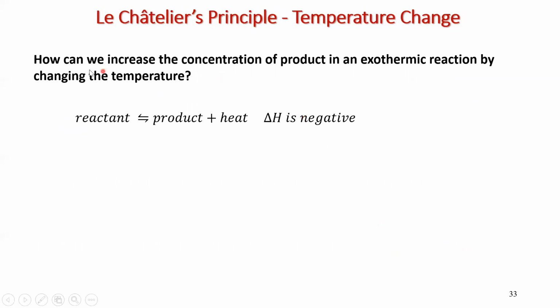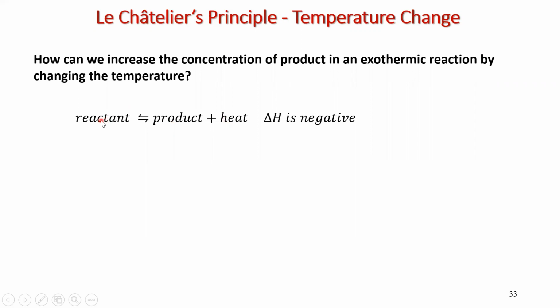So let's think about this. How can we increase the concentration of product in an exothermic reaction by changing its temperature? Okay, so think about that. It's an exothermic process. Delta H is negative. Energy gets written on the product side. And let's say that we want to increase the amount of product that's produced in the reaction. And the only thing we can change is energy.